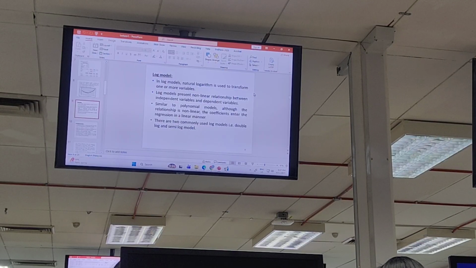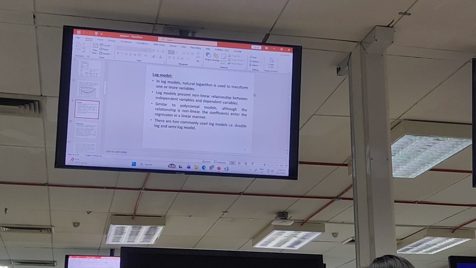So in a log model, the natural logarithm is used to transform one or more variables. A log model presents a non-linear relationship between independent variables and dependent variables. I hope you understand the difference between independent and dependent. Your y is dependent, your x is the independent variable.